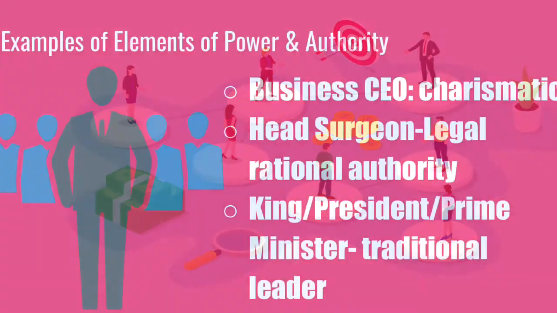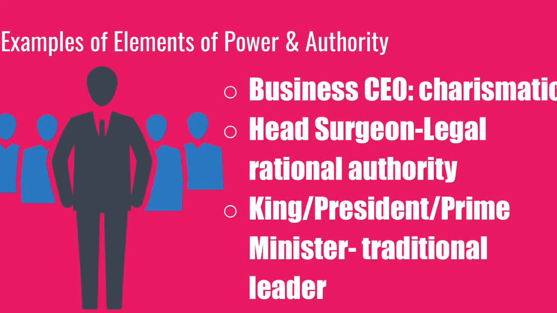Using my sociological imagination, I came up with these examples. Business CEOs are examples of charismatic leaders who talk and sway the company to their own opinion. Head surgeons are legal rationalized leaders who routinely study being doctors. A king, president, or prime minister appeals to traditional authority.